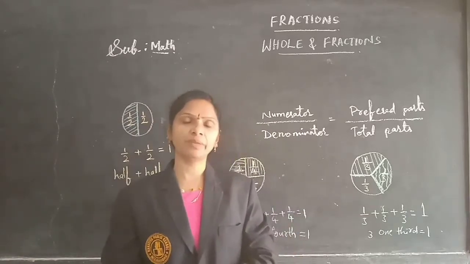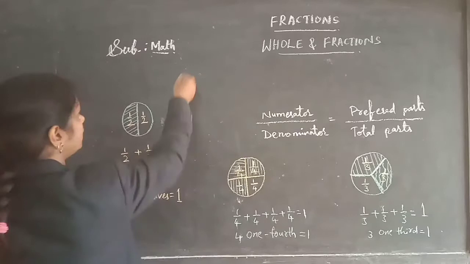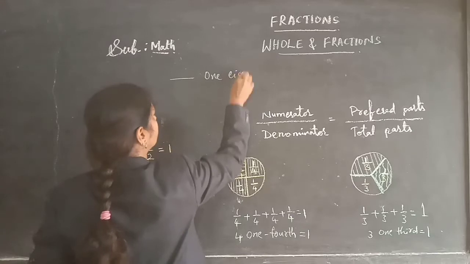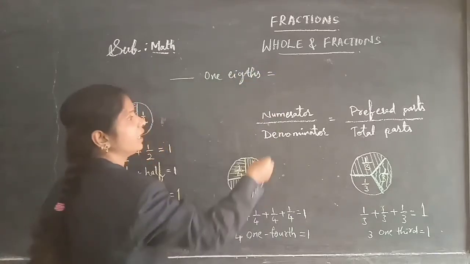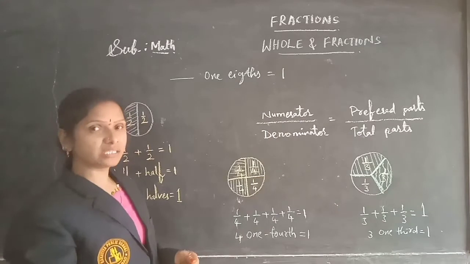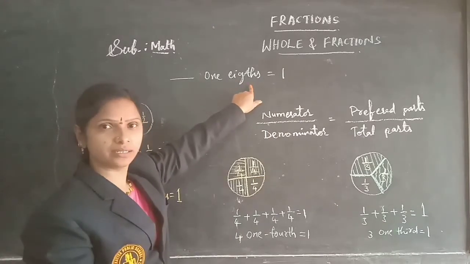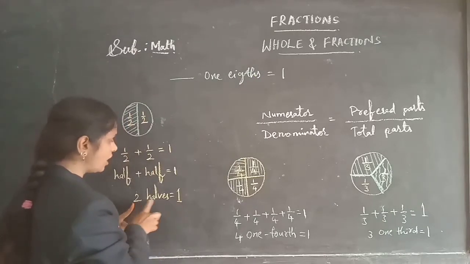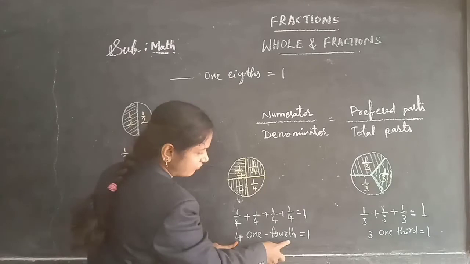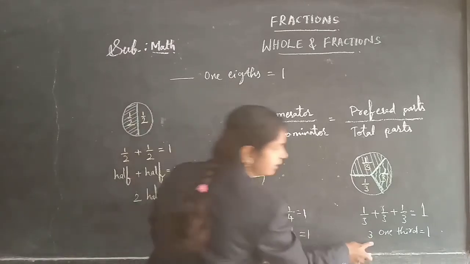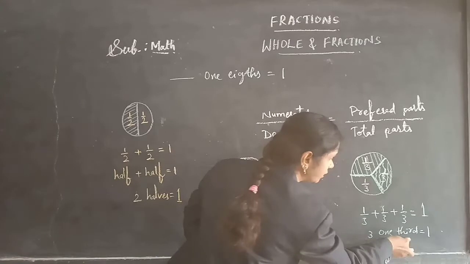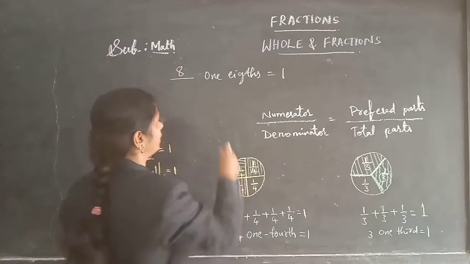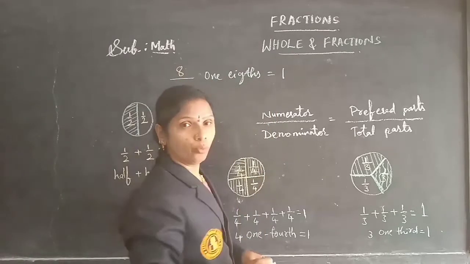How many 1/8s make a whole, children? Here I am giving dash 1/8s make one whole here. How many 1/8s make one whole here? 8. See here, easily. 2 halves make one whole. 4 1/4s. 3 1/3s. Now 8 1/8s. Okay. See children, 8 1/8s make a whole.